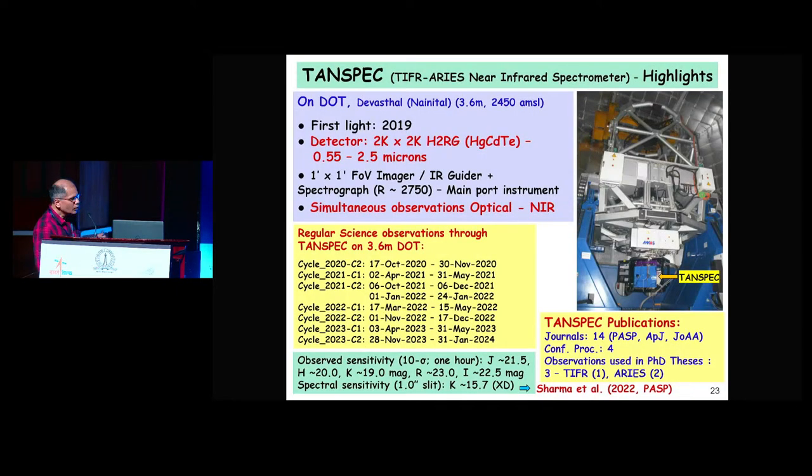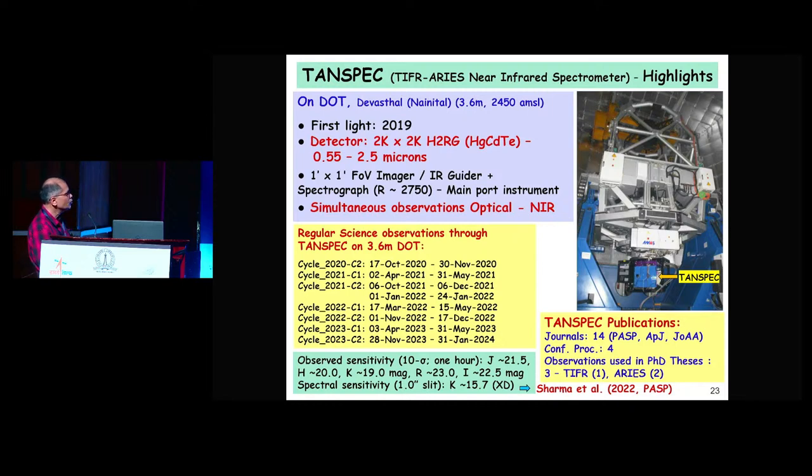And then we moved to the TENSPEC, which was a joint collaboration between TIFR and ARIES. This was a very nice example of inter-institutional collaboration where we jointly developed TENSPEC for DOT. And this is a unique camera in the country in the sense that it can observe simultaneously from optical to infrared wavelengths. It also has an imager, but with a small field of view. The resolution of the spectrograph is 2700. And it has a fantastic sensitivity.